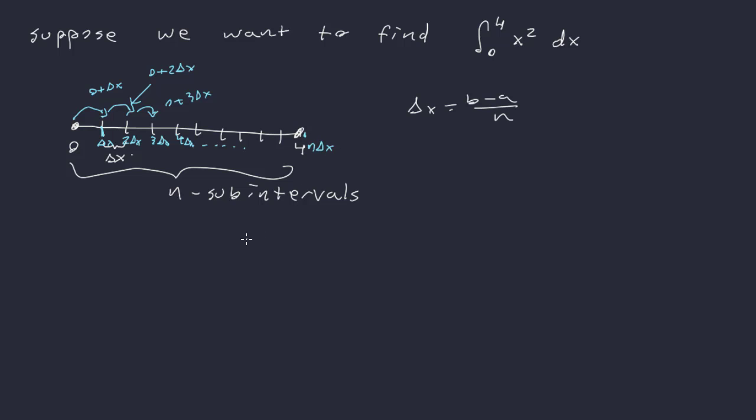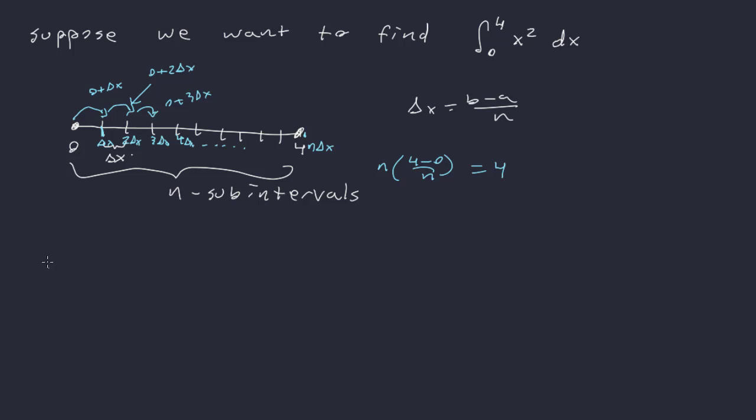n times delta x. And in this case, n times delta x would be n times b minus a over n, which would be 4 minus 0 over n, so that would just be 4. So that does actually line up. I chose 0 as the starting point for a reason, just to simplify it.